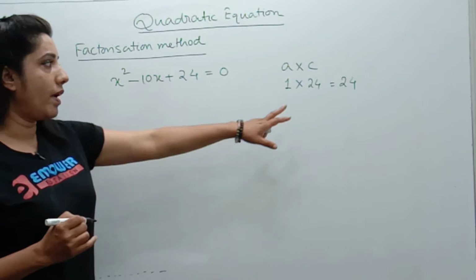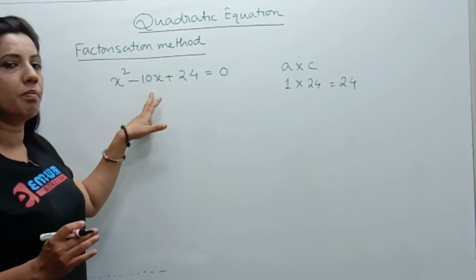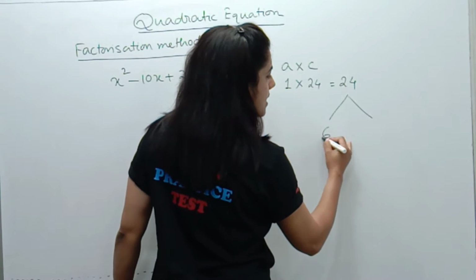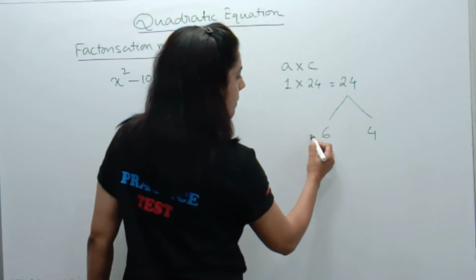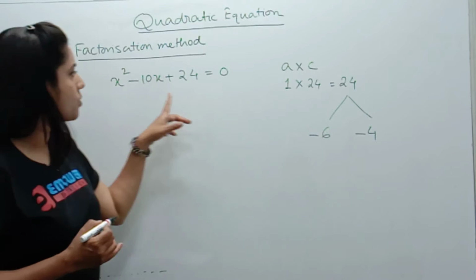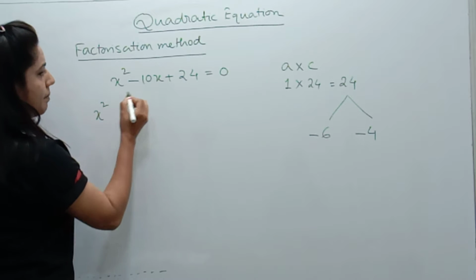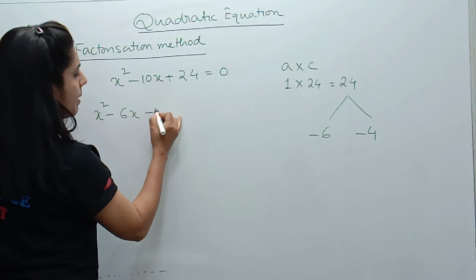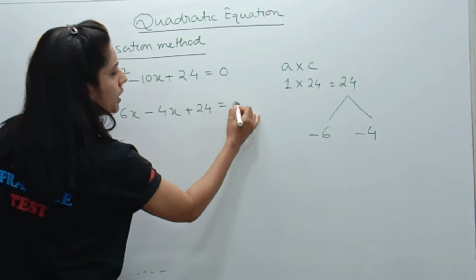Now we need to take the factors of 24 which on addition or subtraction should give you minus 10. So factors of 24 are 6 and 4. 6 into 4 is 24, and if I take minus 6 and minus 4, that will give me minus 10. So minus 10x can be written as minus 6x minus 4x, and then plus 24 as it is, equal to 0.